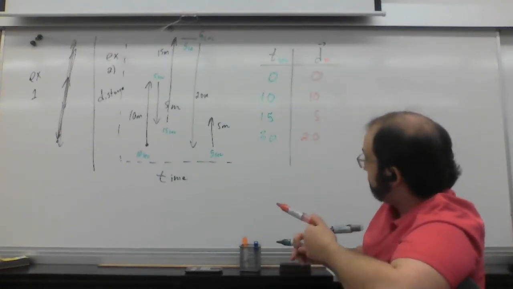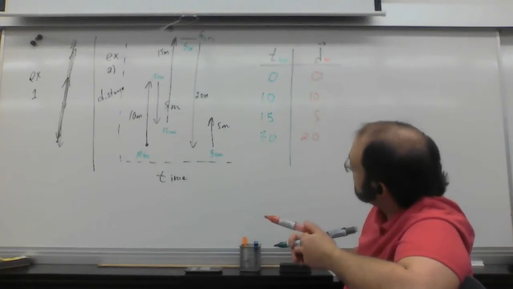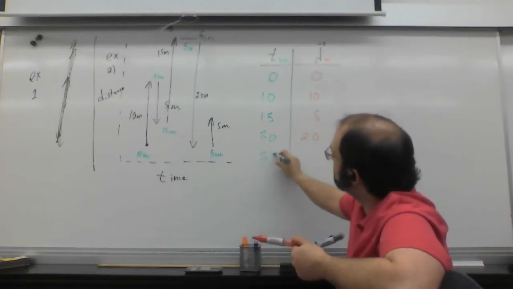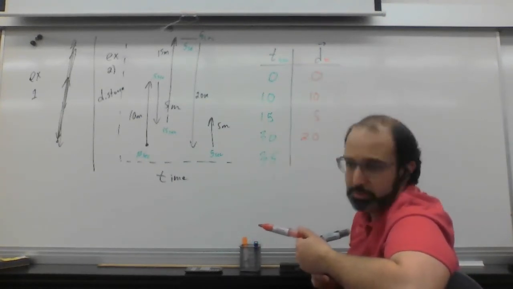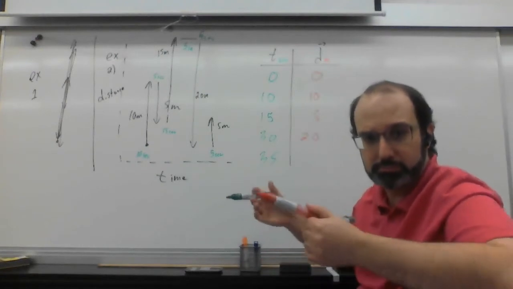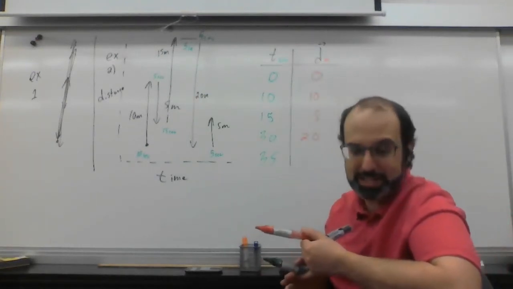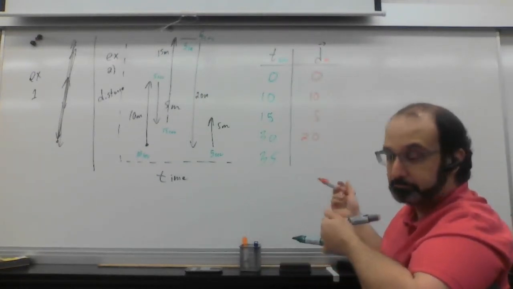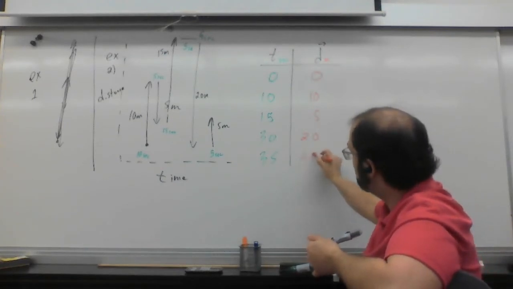Okay, so there we go. We got 30, we got 15, and then what? Oh, 5 seconds. So another 5 seconds. That means this is 35. And then what happens? Up here, what happens? Nothing. We stay exactly in the same place. We don't move in any way. So that means this is still 20.